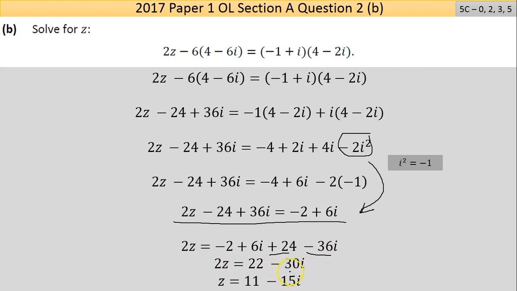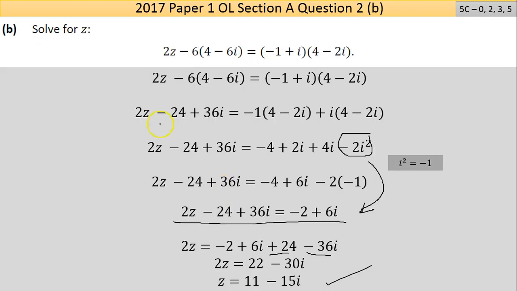Then divide across by the 2. Now I haven't done that here, but basically you're moving this 2, it's being multiplied on the left, comes across to the opposite side, becomes divided. So you end up with 2 into 22 goes 11 times, 2 into minus 30i goes minus 15i times. And that's your answer. Now that should be the end of the question.